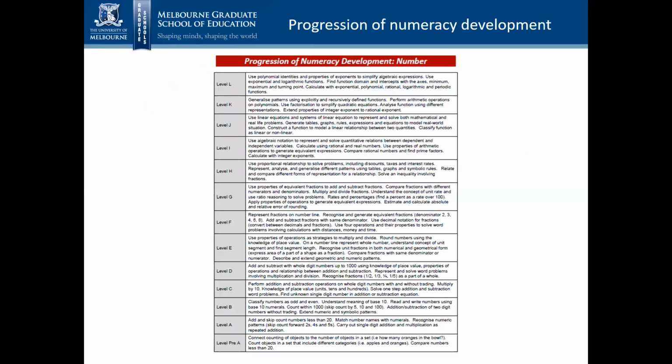Here's an example. This is a progression of numeracy development. This is a very coarse-grained progression. It goes from the very beginning of number and understanding number right through to quite sophisticated conceptions of number. And in doing so, it covers typically 10, 11, 12 years of development.